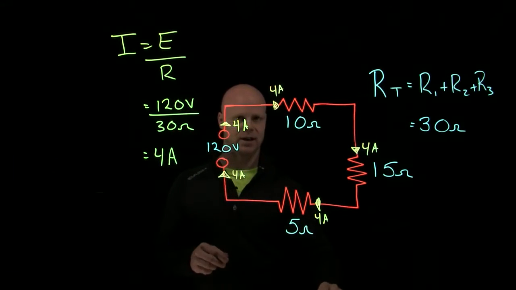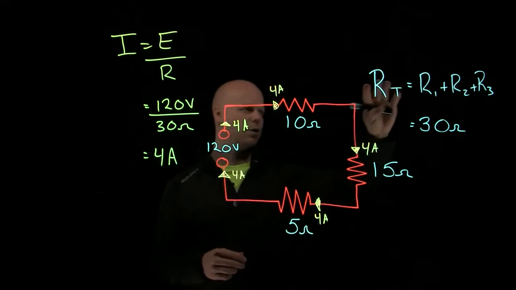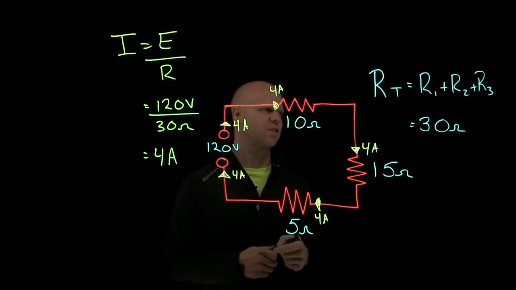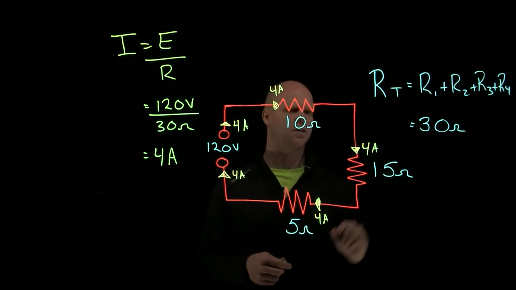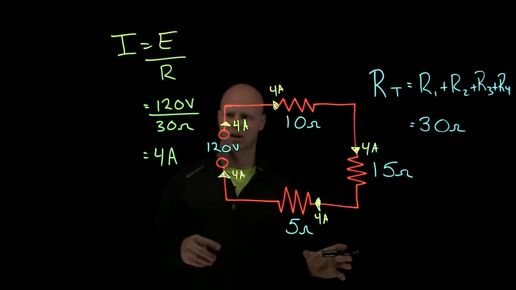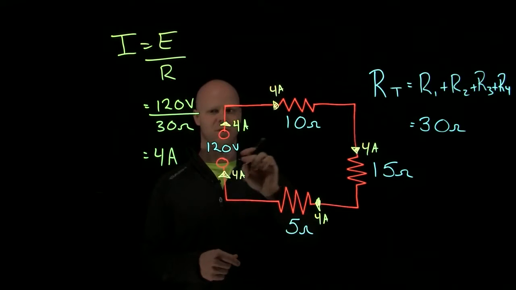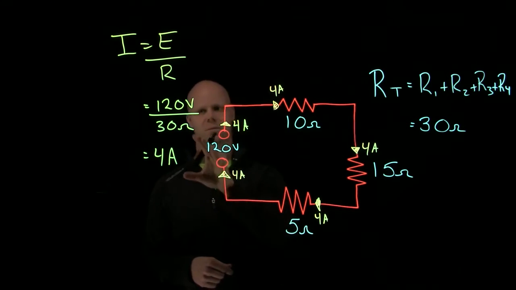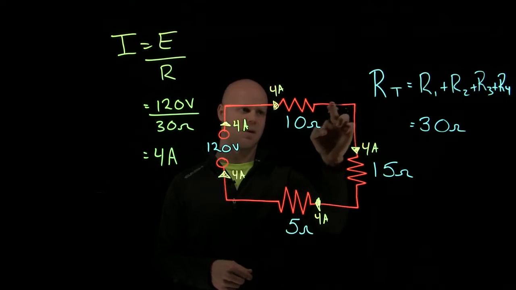Now, again, let's see what happens if I added a resistor. We can go all the way back to my resistive properties here. We added a 4th component into my circuit. What is that going to do to my circuit? It's going to change everything. It's no longer going to be 4 amps because my total opposition is going to change. So it doesn't matter where I place this.